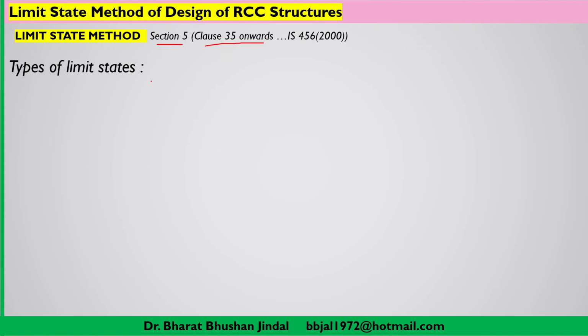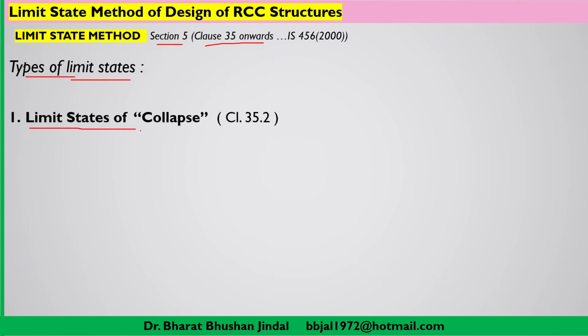So now we have to understand what we were talking about in the previous slide, that there are some limit states. So what are the types of limit states? First of all, we will say it is the limit state of collapse. That means when the structure will be approaching the collapse. The structure will not collapse, but it will approach the stage of collapsing. So you can refer to clause number 35.2 again from IS 456.